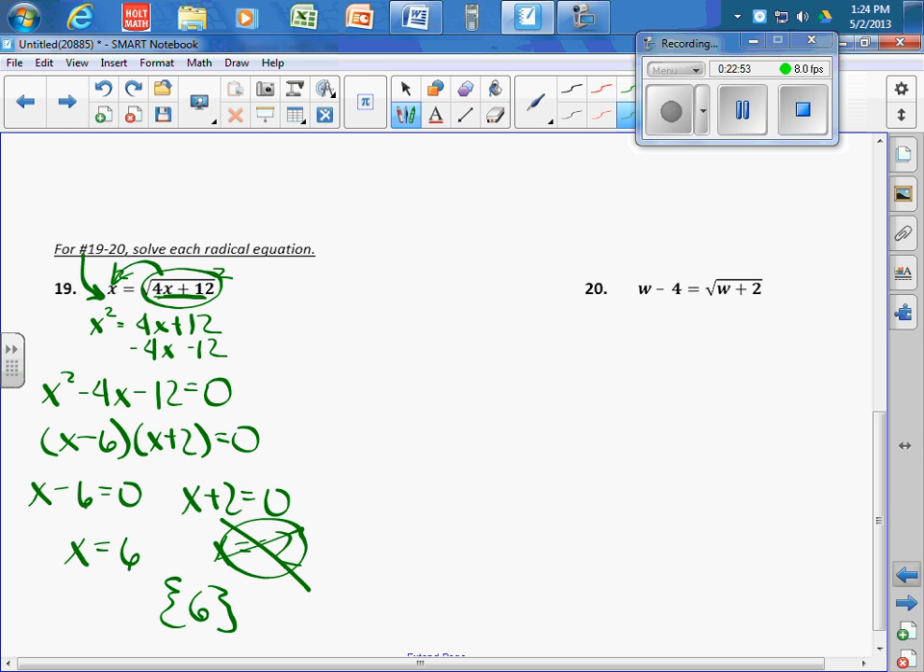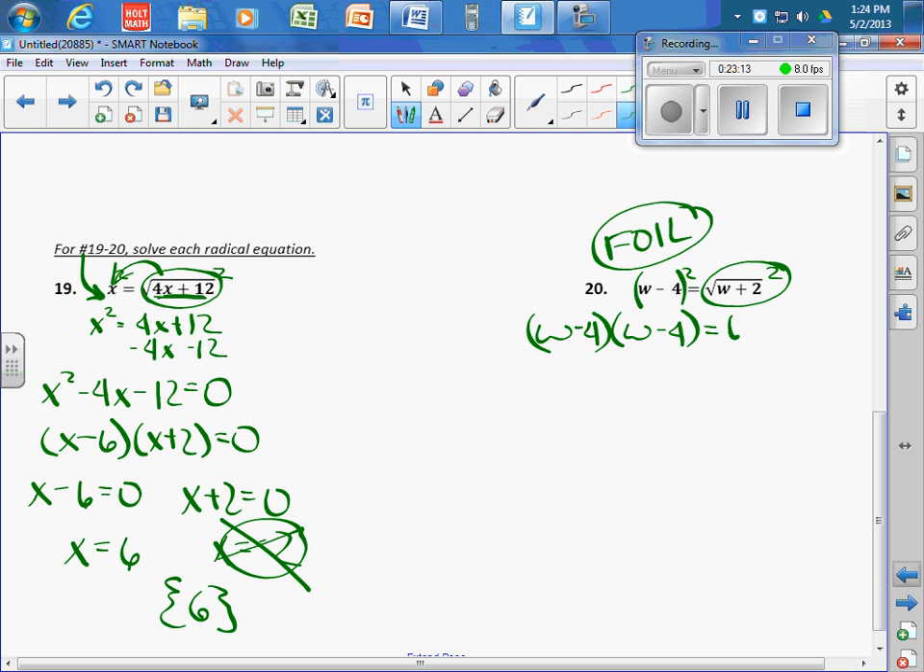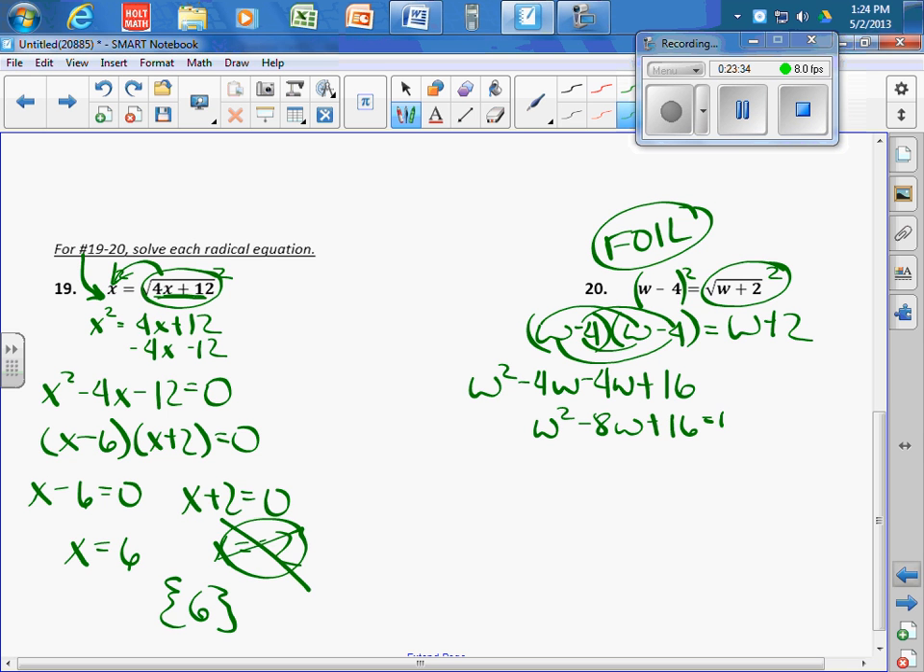Now in number 20, we're going to square both sides, which means we have a binomial squared, which means what? FOIL. You have to take w minus 4 times w minus 4, and the radical gets cleared on the right side. W times w is w squared. Negative 4 times negative 4 is positive 16. You get negative 4w, negative 4w again. So we're going to have w squared minus 8w plus 16 is equal to w plus 2.